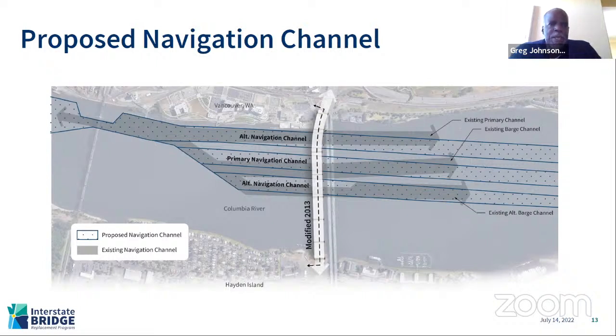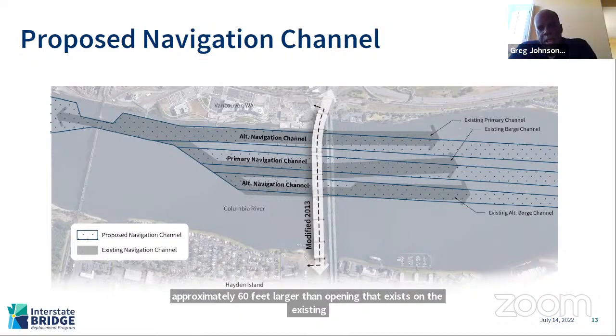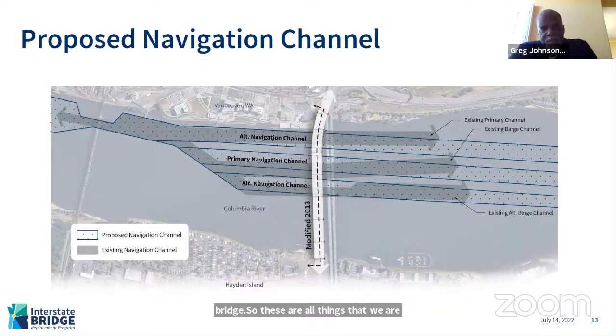You have to have different channels. There's primary channels and alternative navigation channels. So we would be working with the U.S. Army Corps. And right now, one of the things that they have told us is they would require at minimum a 300-foot opening. This is approximately 60 feet larger than the opening that exists on the existing bridge. So these are all things that we are taking into account and having conversation.